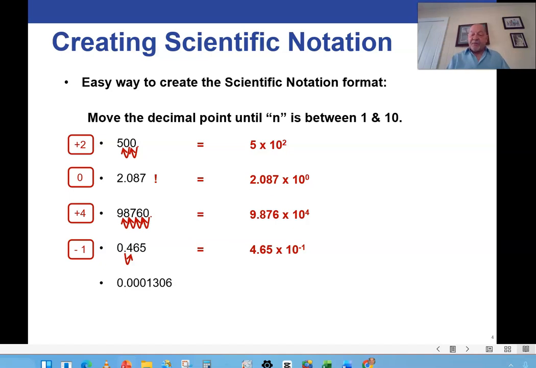An even smaller number, 0.0001306. Well, remember, between the decimal point and the 1, there are 3 zeros, which tells us the 1 starts in the minus 4 position. And we can move the decimal place 4 places, and you can do that at first, but after a while you're going to get tired of doing that. Just count where the 1 is. The 1 is in the 4th position in the negative direction, so therefore we have to multiply it by 10 to the minus 4. So it's 1.306 times 10 to the minus 4.